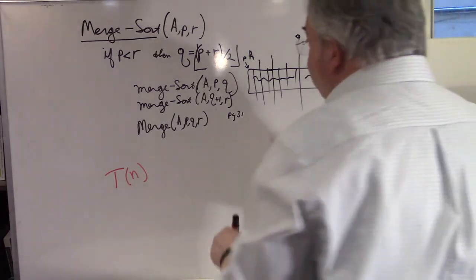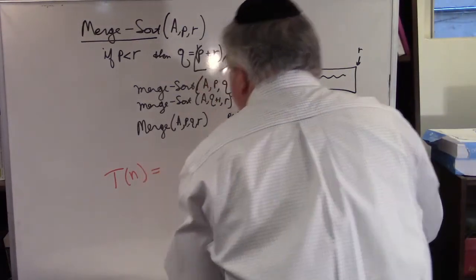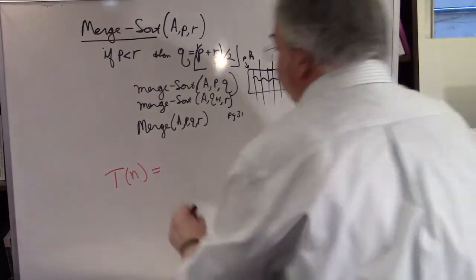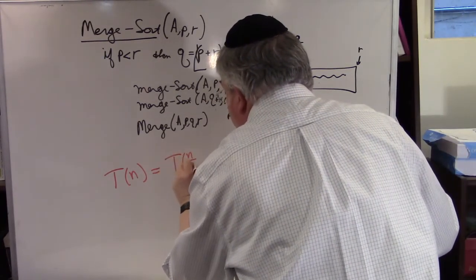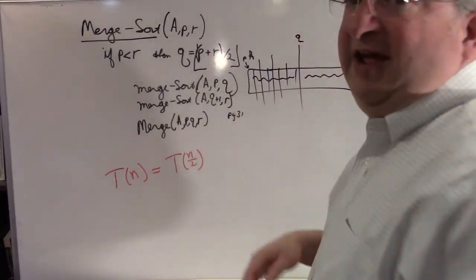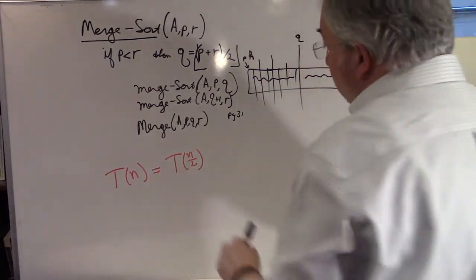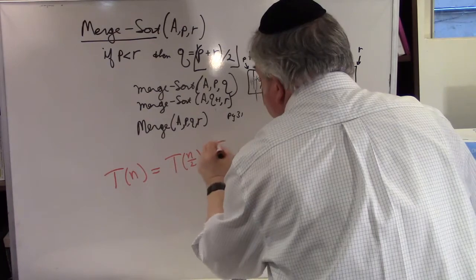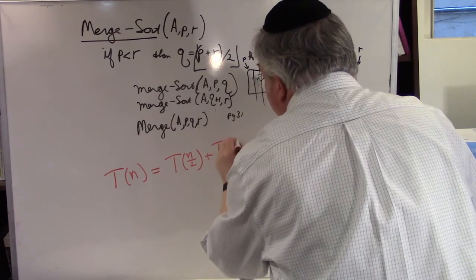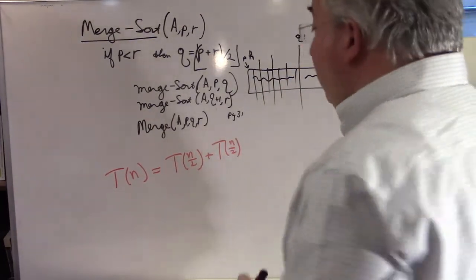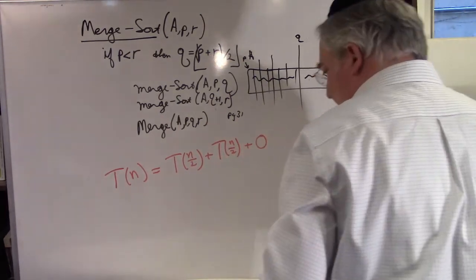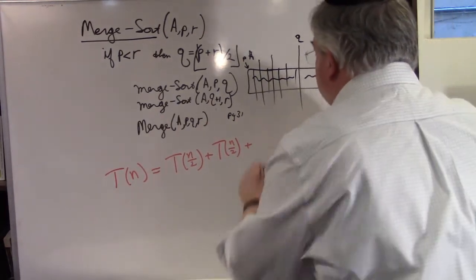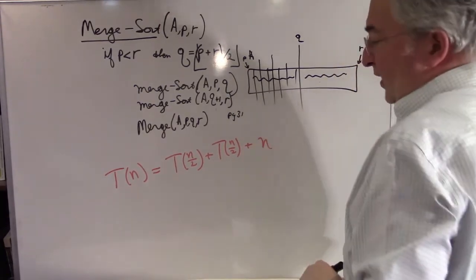Well, if you see what it did, how did this algorithm work? It did the left half plus the right half plus, to merge them together, we'll just write n for that.